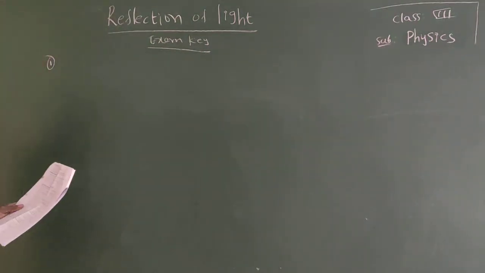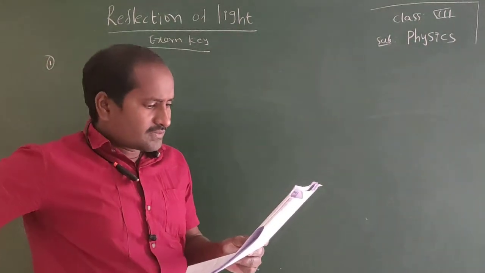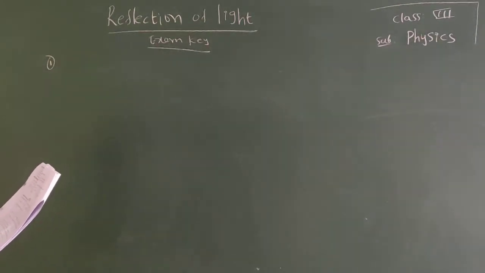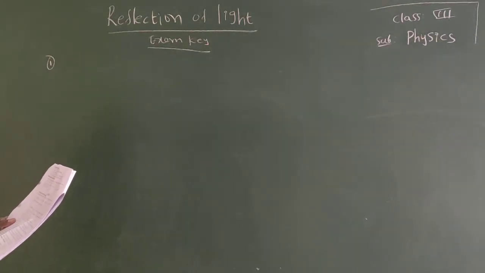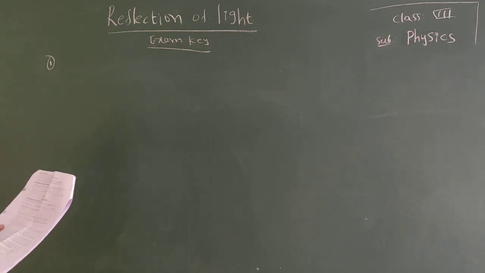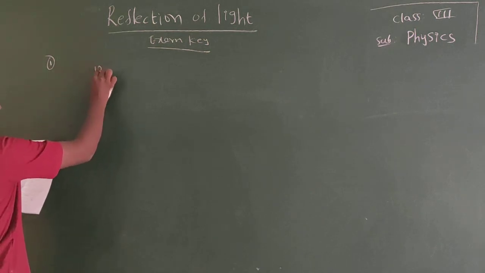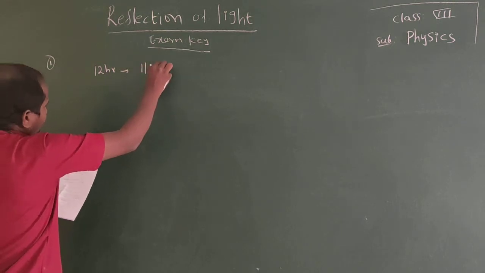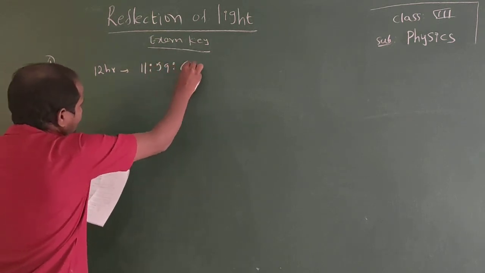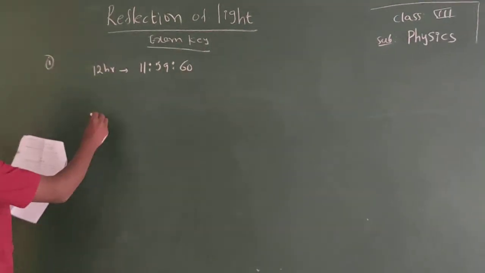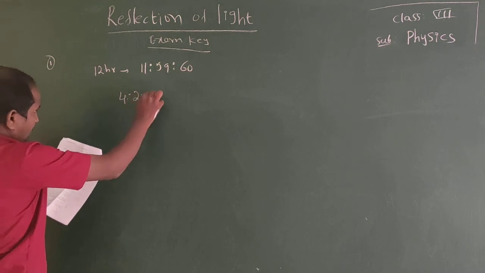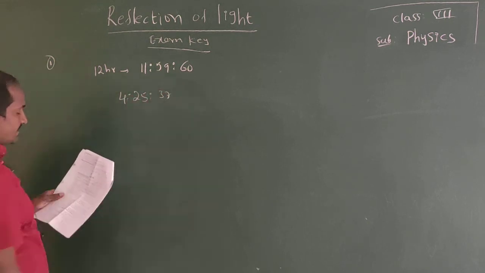In the first one, a clock fixed on a wall shows the time 4 hours, 25 minutes and 35 seconds. What will be its image in a plane mirror? So the 12 hours we can write as 11 hours, 59 minutes, 60 seconds. So what are the given values here? 4 hours, 25 minutes and 37 seconds.